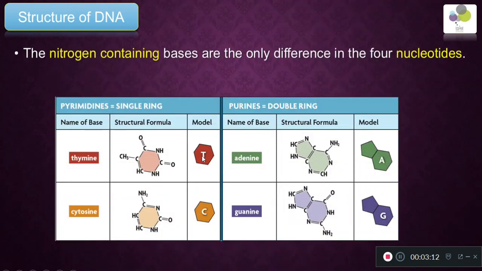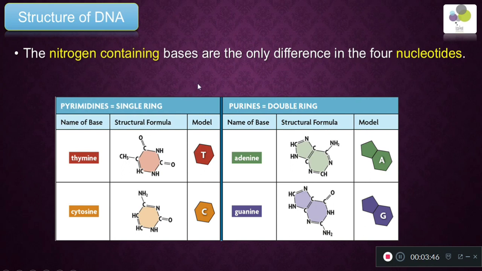We have here, guys, as we said, T stands for thymine and C stands for cytosine, A stands for adenine and G stands for guanine. And these bases, as you can see, may be made up of a single ring like thymine and cytosine, or a double ring like adenine and guanine. We call the group containing a double ring purines, and the group containing a single ring pyrimidines. So one pyrimidine can fit to one purine. So adenine can fit to thymine.